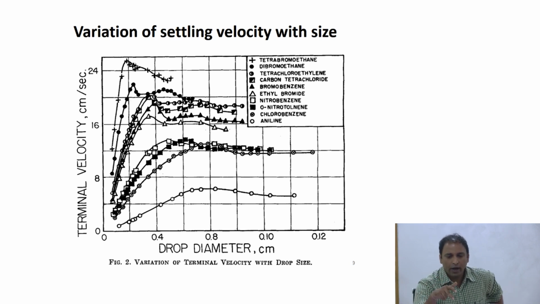Any thoughts as to why the appearance of the peak seems to be shifting towards smaller sizes? If I look at the bottommost plot, which is for aniline, or the topmost plot, which is for tetrabromoethane, it turns out that the peak is shifted to the left side. Okay, any thoughts why it could be?